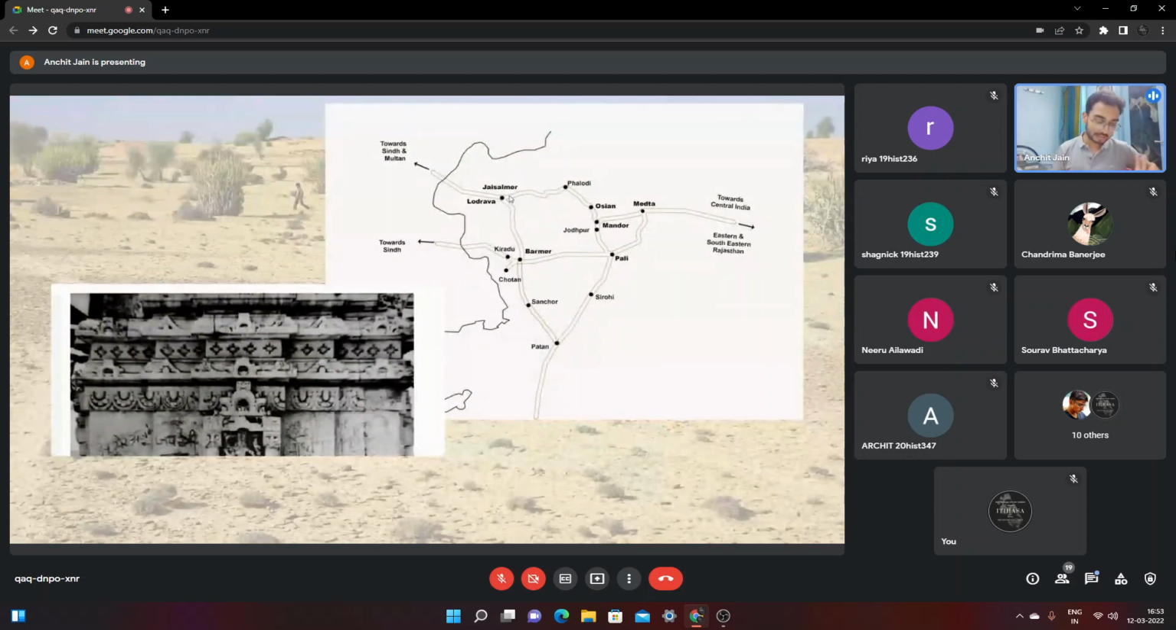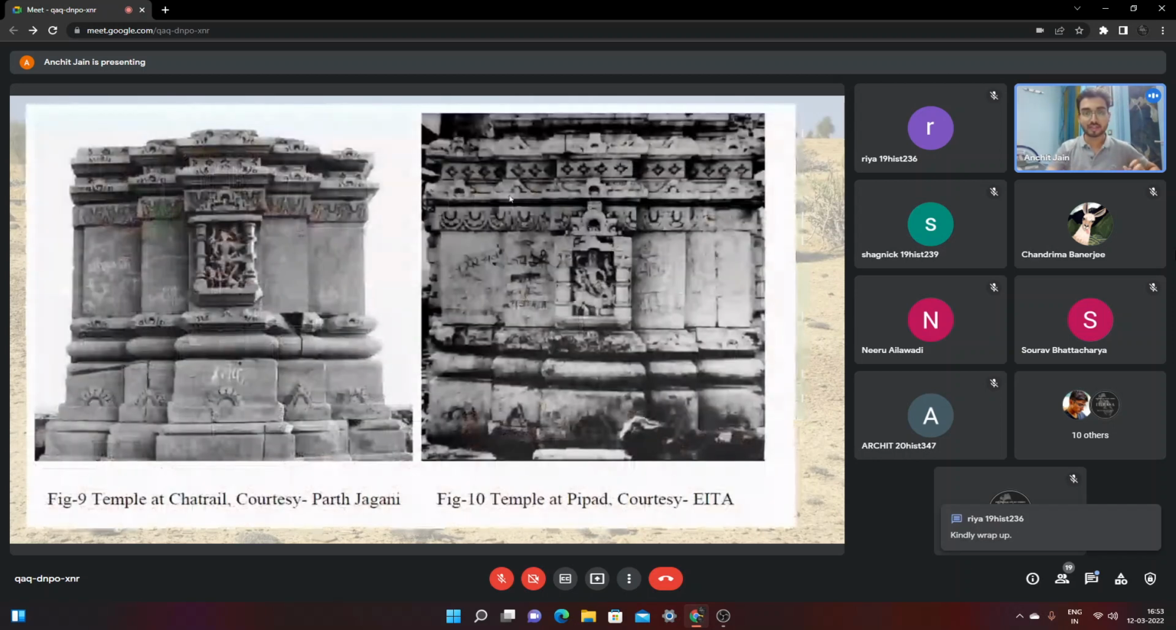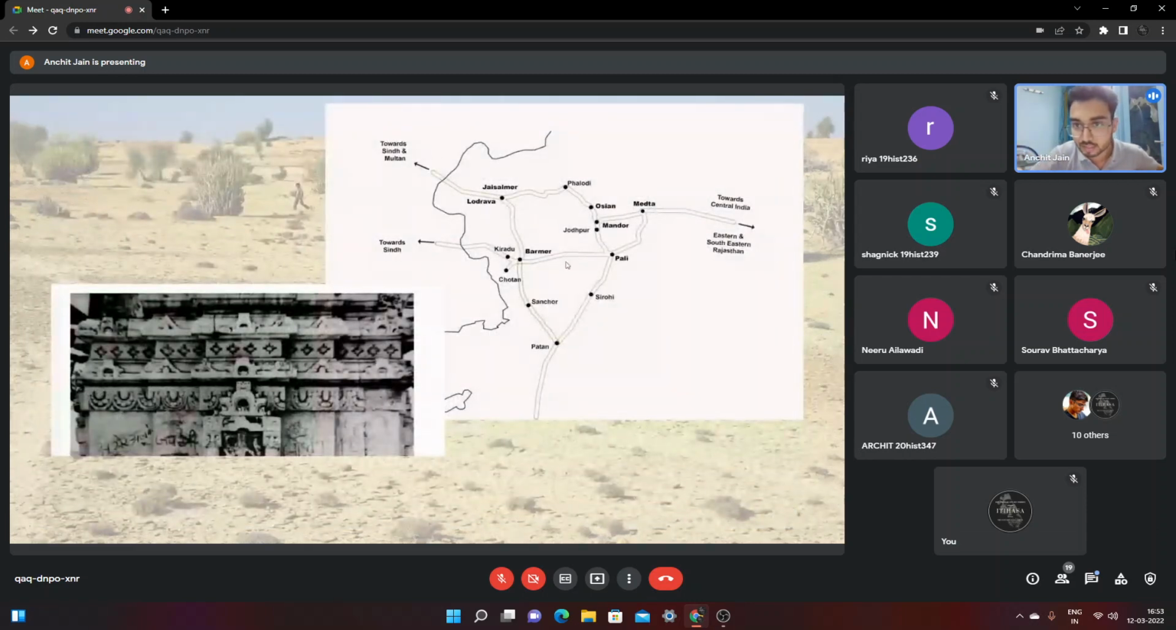So a large number of excavated and sculptural remains from this region suggests that this was a major religious and artistic center in the 9th-10th century. Temple construction began in the region of Jaisalmer from around the late 8th or early 9th century. And one thing you'll notice, these two temples: this one on your left is from the Jaisalmer region. The one on your right is from the Merta region. Now this is the Merta region.